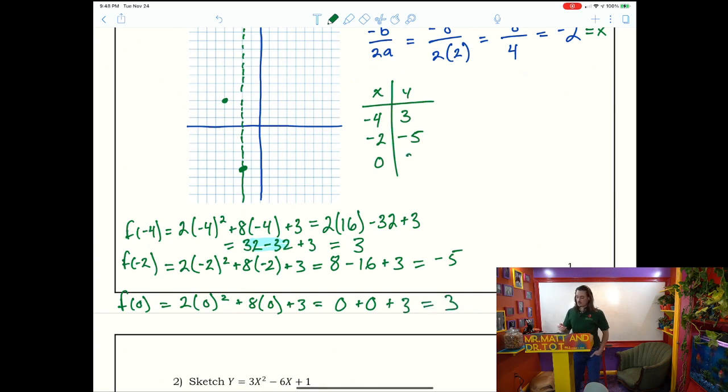And that is what we'd expect because I picked points equal distance from the axis of symmetry. So we'd expect the outputs, because quadratic equations are symmetric around that axis, to be at the exact same y outputs. So this graph would look something like this.